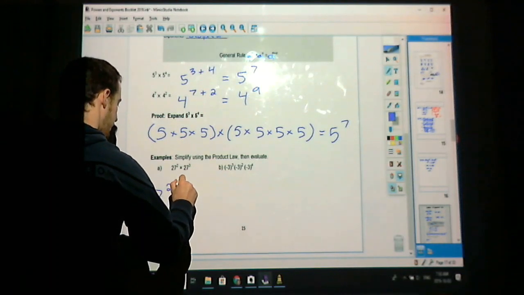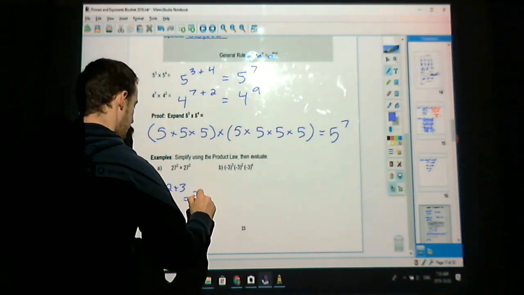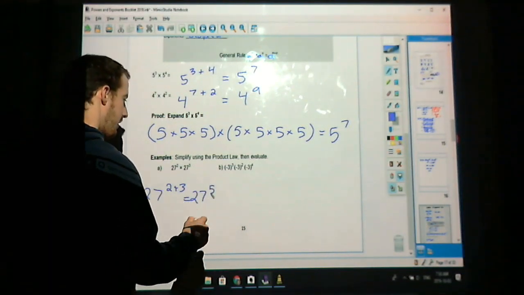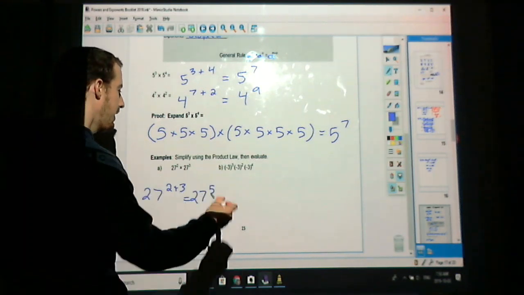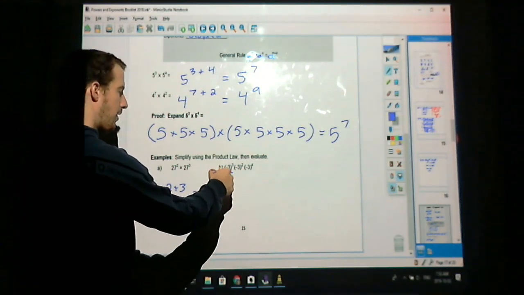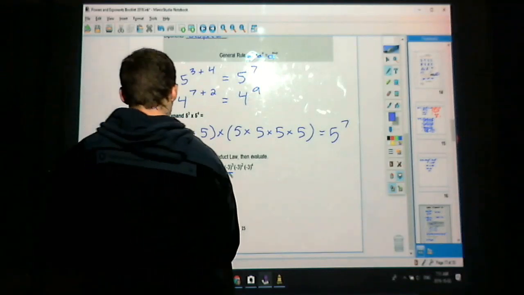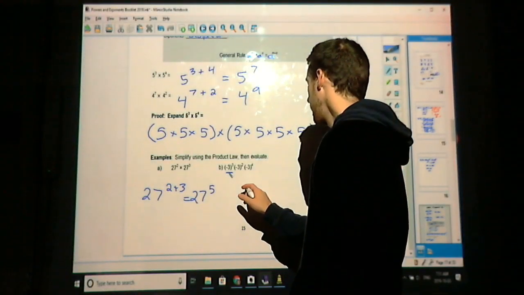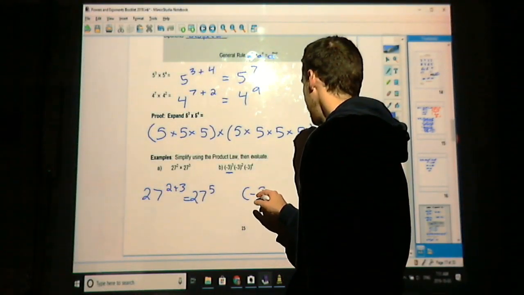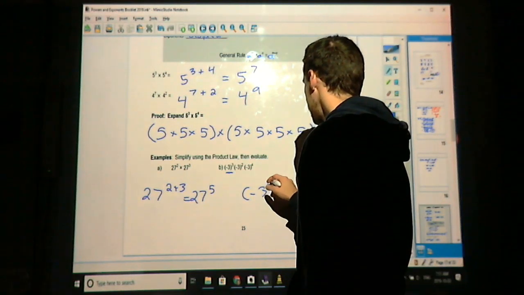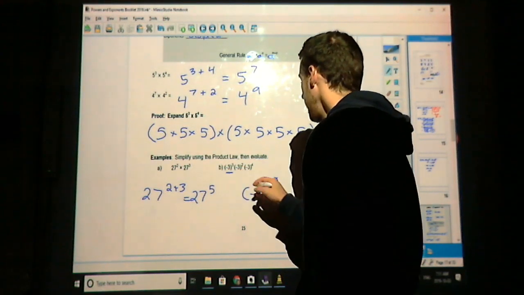So we have 2 plus 3, and that equals 27 to the power of 5. Okay, over here, what is our base? Minus 3, because it's all in brackets. We know that's all contained. So we end up with negative 3 to the power of 3.